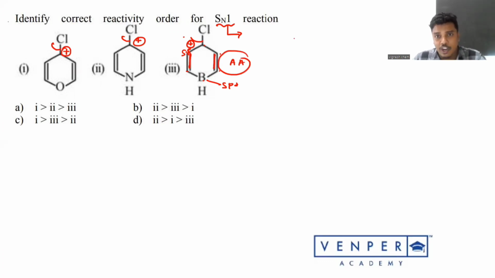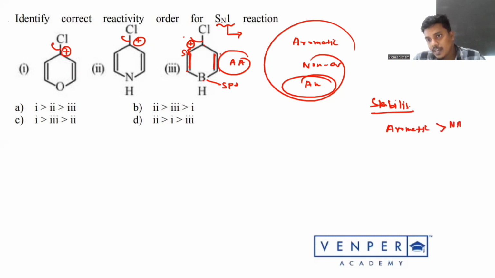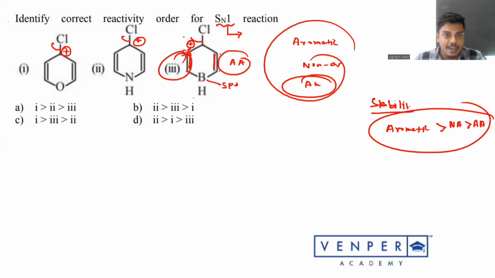Listen, aromatic, non-aromatic, and anti-aromatic, which is highly unstable. What is the stability order? Look, always aromatic is more stable, then non-aromatic, and finally anti-aromatic is least stable. Therefore, the option with the third one last is not in option B, not in option C, it is in option A, not in option D.